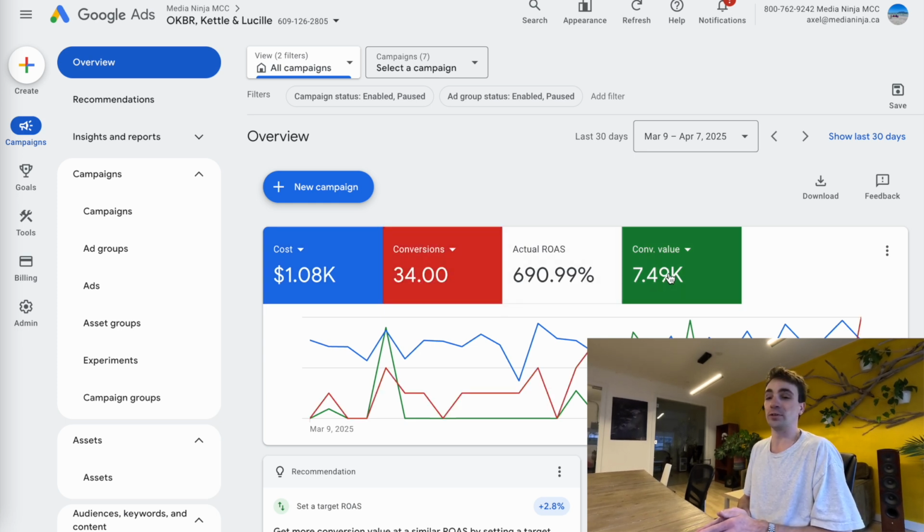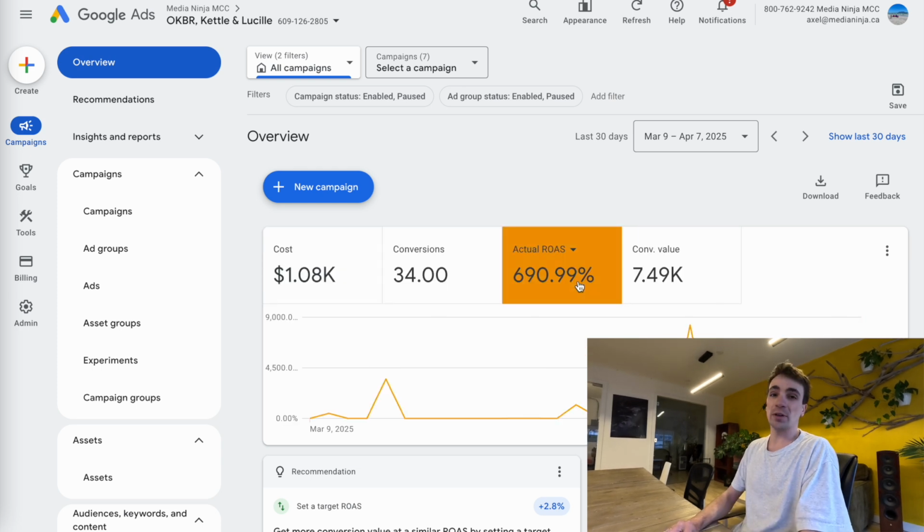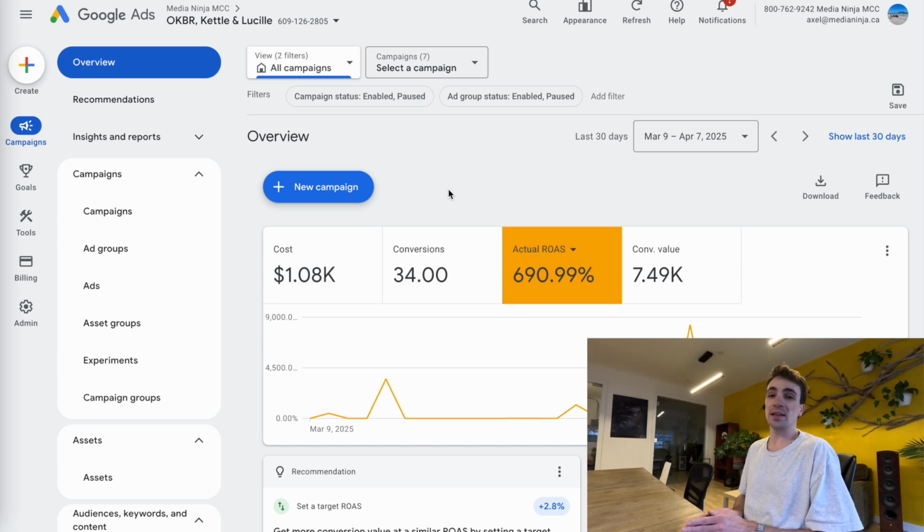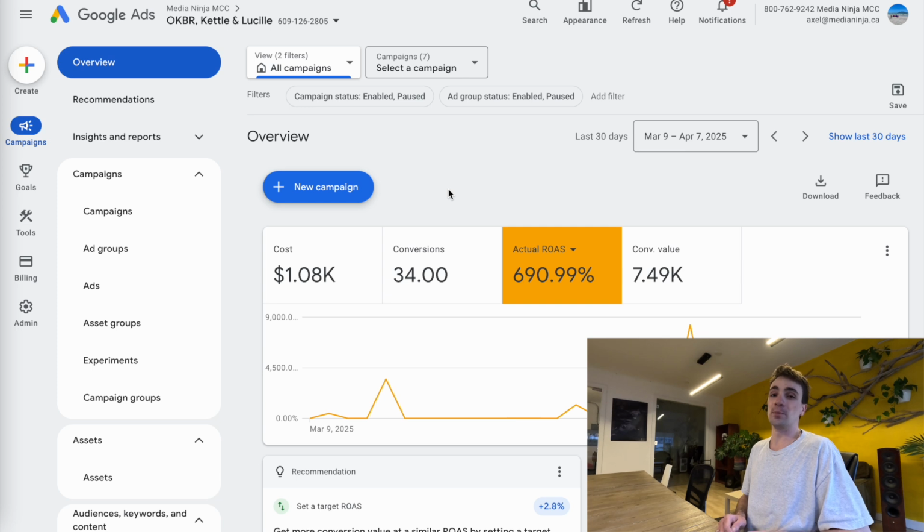So that's 34 hotel bookings, which altogether have a conversion value of $7,500. So we essentially spent $1,000 in this ad account to generate a revenue of $7,500, which is the conversion value. So the second metric I'll mention here is something called ROAS, which stands for return on ad spend, where ROAS is often expressed as either a percentage value or as a multiplier value.